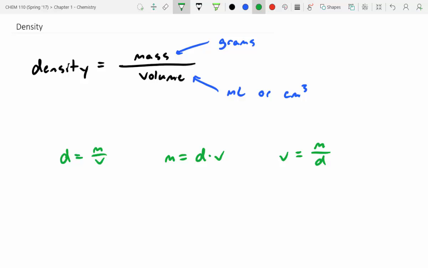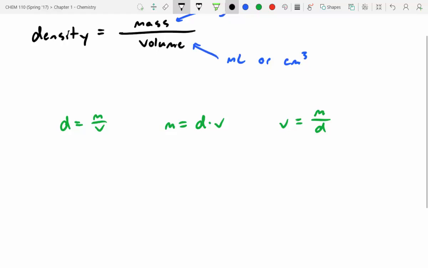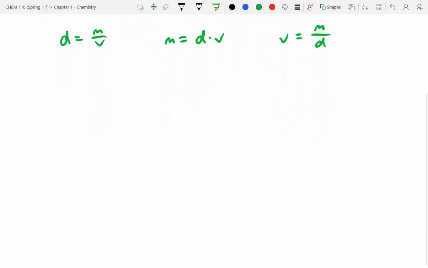It's pretty handy. And like I said, for solids, we typically measure that volume in centimeter cubed, and for liquids, we normally measure it in milliliters. So let's take a look at a handful of examples. All right, the first example is the density of water.